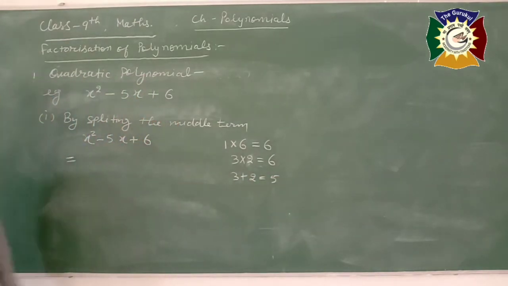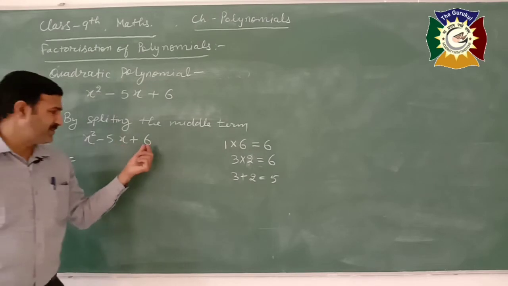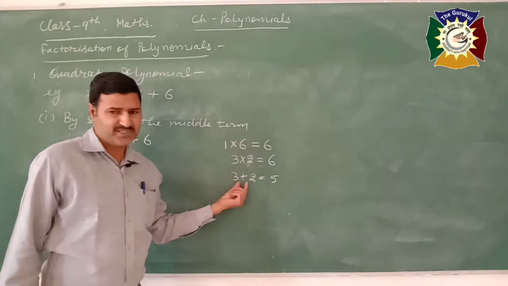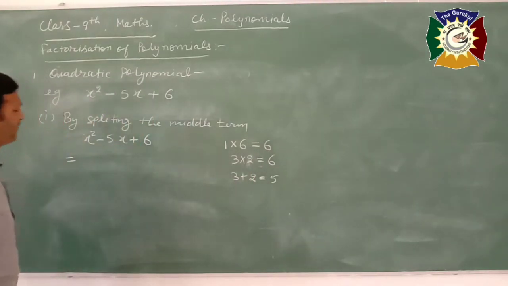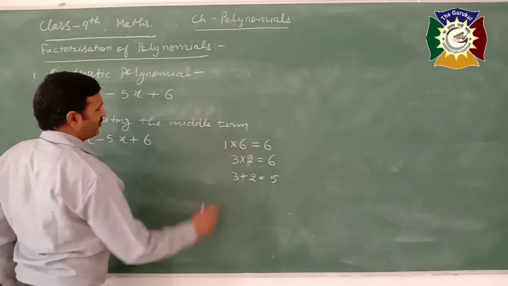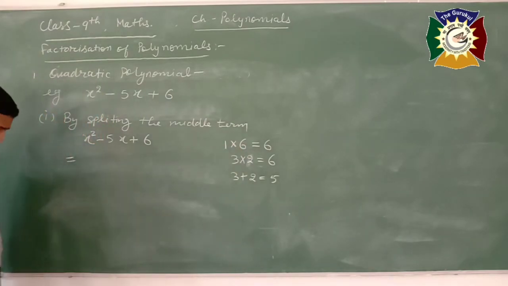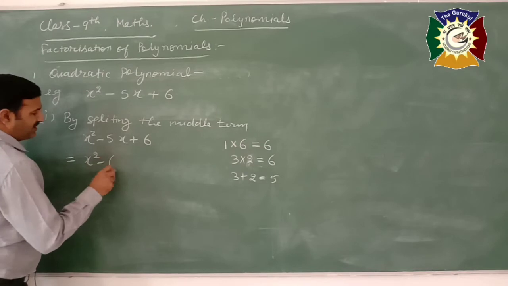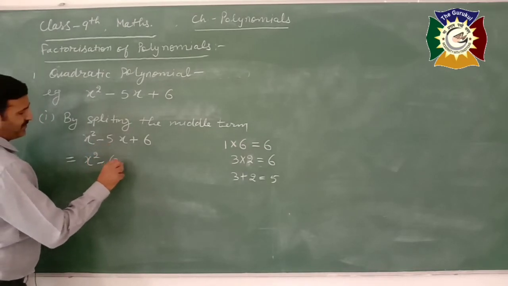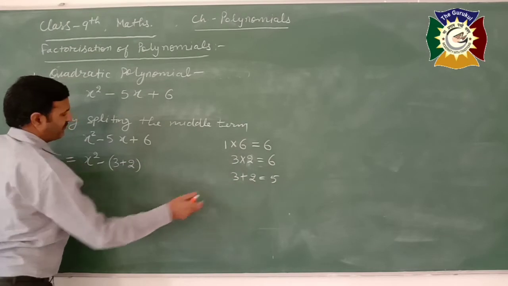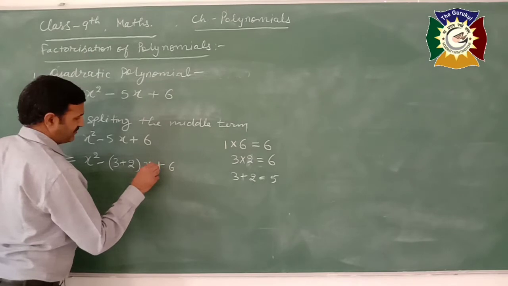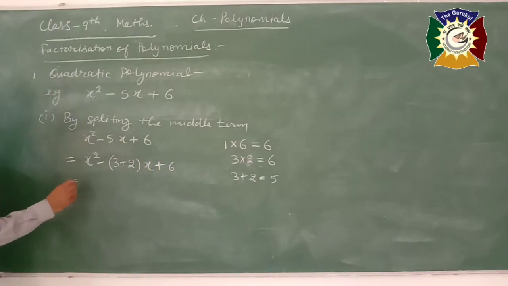Why the sum? If the product of these two factors is positive, then we will take the positive sign between the two factors, and if the product of these two is negative, then we will take the negative sign between the factors. So how will we split? We will change only the coefficient of the middle term by the factors 3 plus 2. All other terms should be the same.